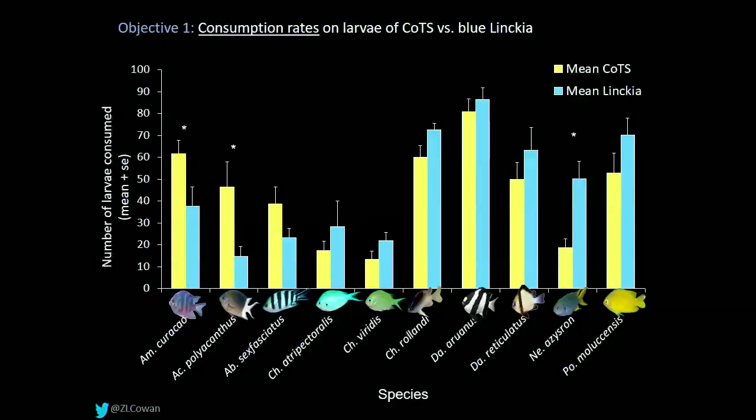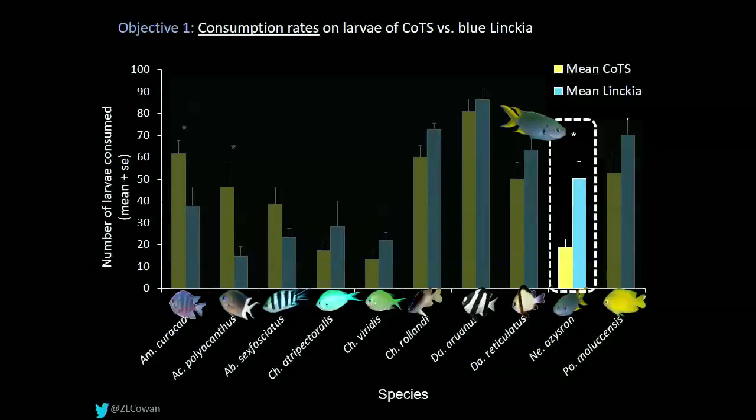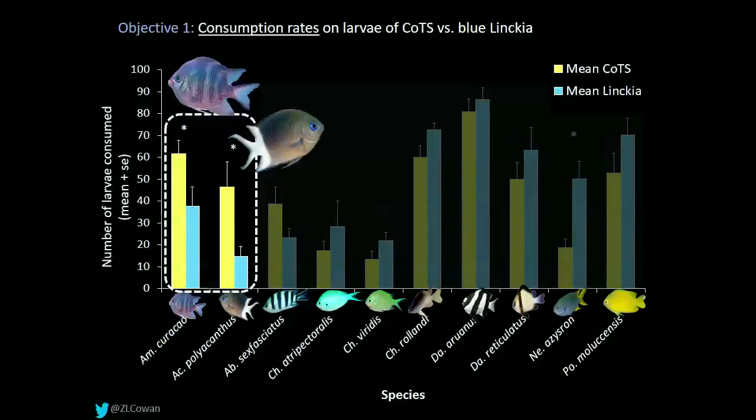As you can see, there's no significant difference between consumption rates for most of the species, and only one species actually consumed COTS at a lower rate than it consumed Linckia, and two actually consumed COTS at higher rates than they consumed Linckia. So this suggests that planktivorous fish do actually prey upon COTS larvae, and they may play an important role in reducing the number of larvae that successfully settle onto the reef.